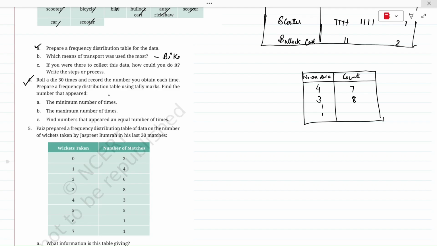Once you get this data, you have to see the minimum number of times. You have to find the number that appeared the minimum times, the maximum times, and the numbers which have appeared an equal number of times. This is very easy, and this is your homework also.